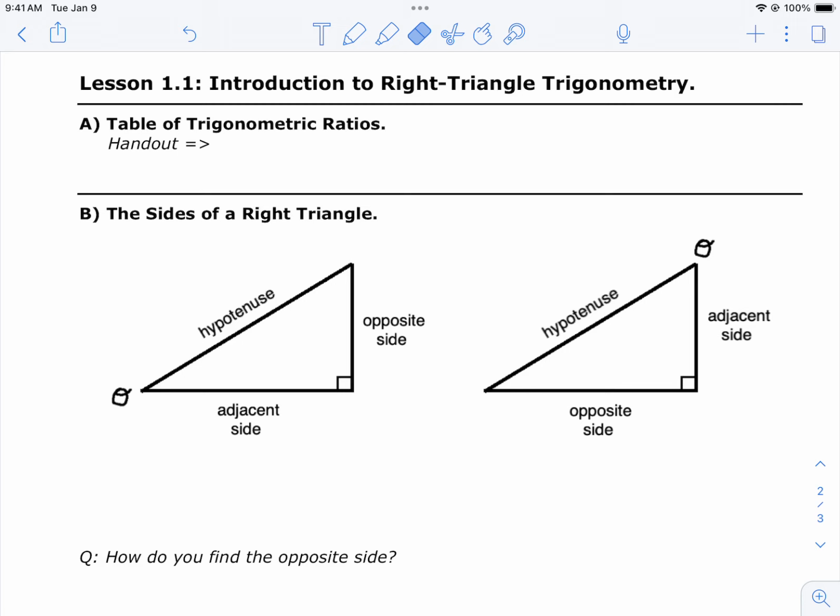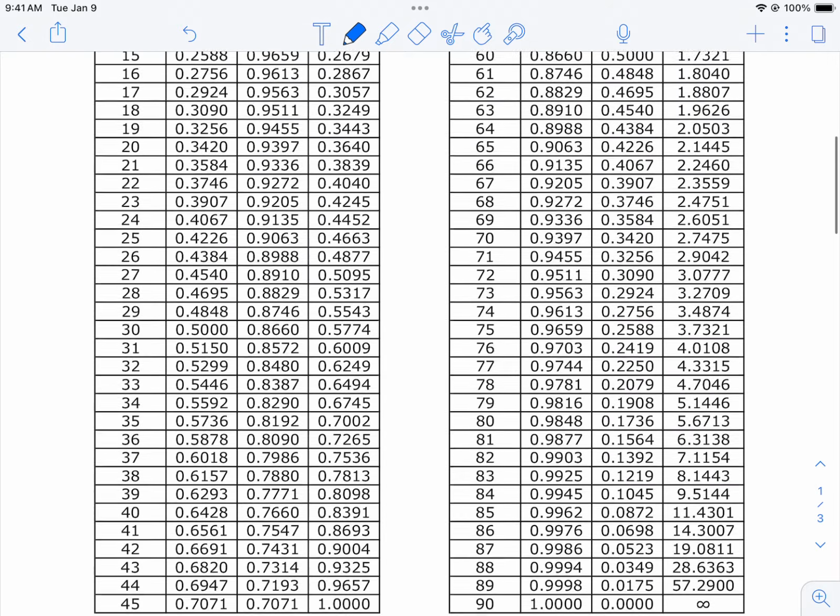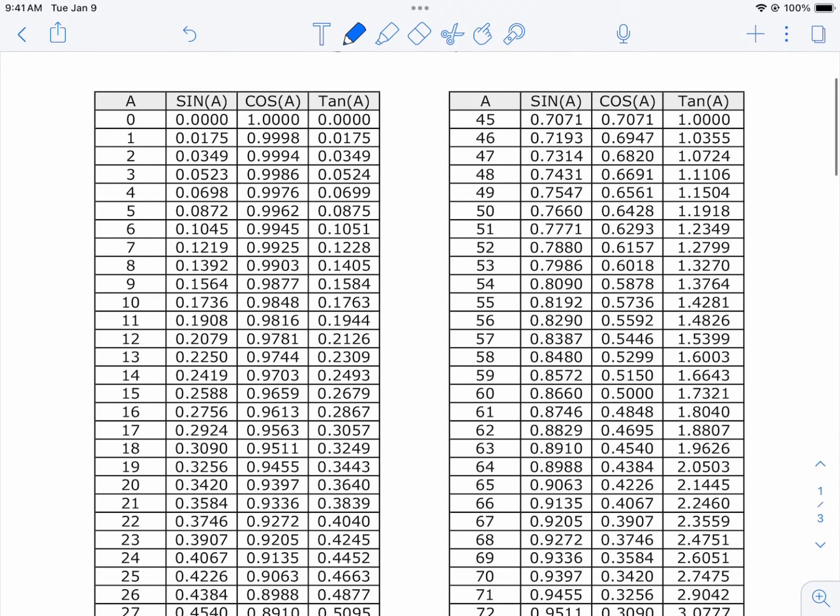It's great stuff. Usually I start this lecture, if I'm in a classroom, by handing out a table of the trigonometric ratios. I actually posted it underneath your syllabus if you want to print one out for yourself, but I've got it right here too. So this is what I usually print out. A stands for angle, and this is 0 degrees, 1 degrees, 2 degrees, 3 degrees, and so on.